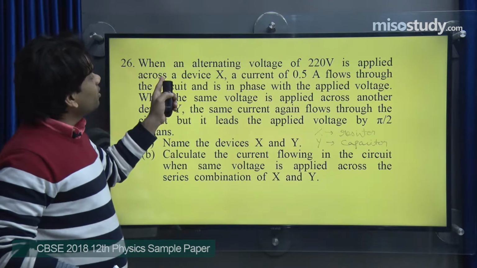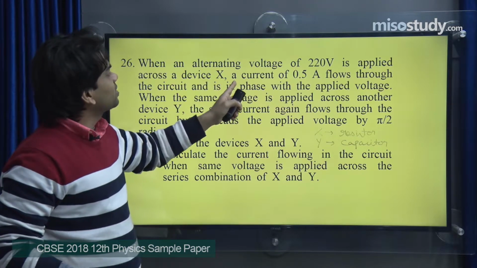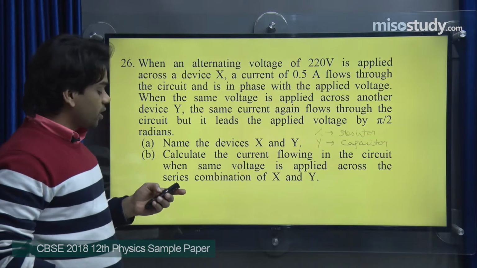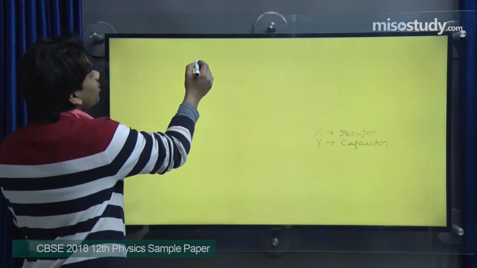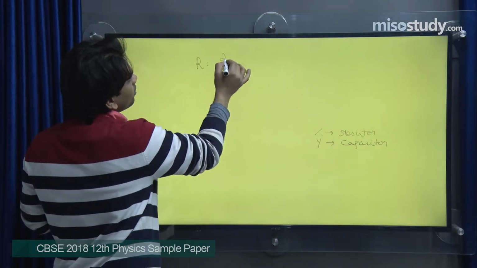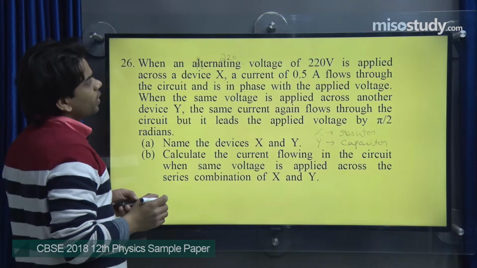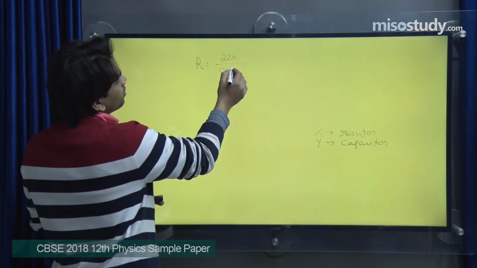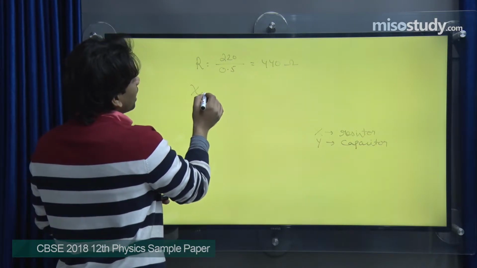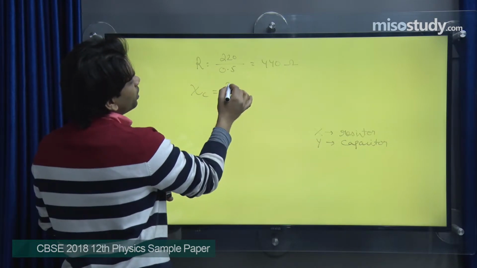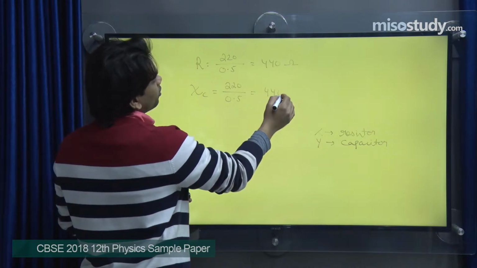Now see here, in both the cases, when an alternating voltage of 220 volt is applied, a current of 0.5 ampere flows through the circuit. So with this, we can find out the value of resistance. The resistance value will be 220 divided by the value of current, R equals V by I, that is 0.5. It comes out to be 440 ohms. Similarly, the reactance of the capacitor will come out to be 220 divided by 0.5, that is 440 ohm.